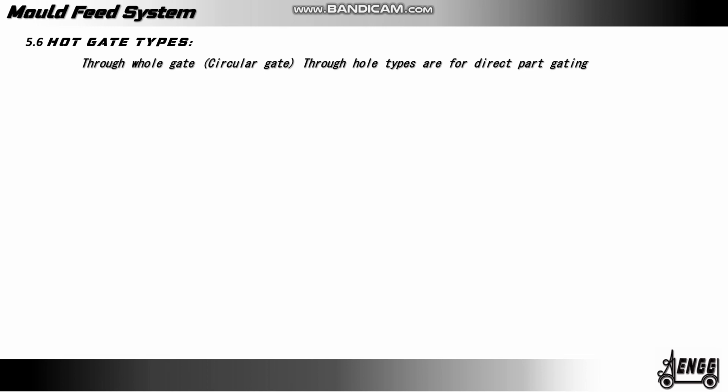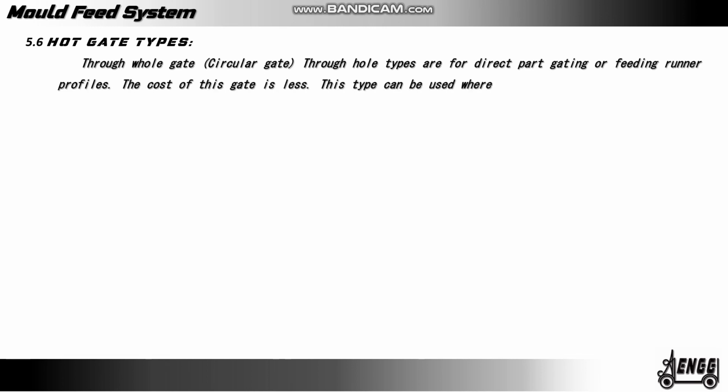Hot gate types. Through wall gate, circular gate. Through hole types are for direct part gating or feeding runner profiles. The cost of this gate is less. This type can be used where some gate wastage and a circular mark is allowed.